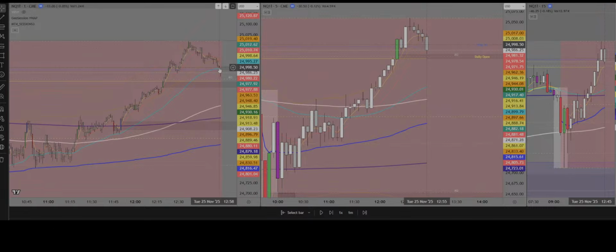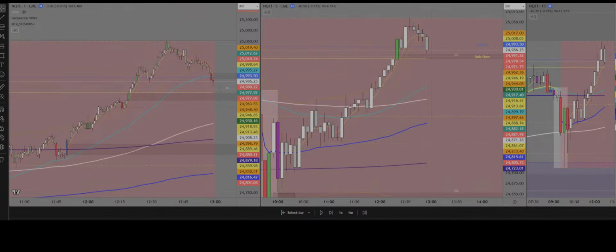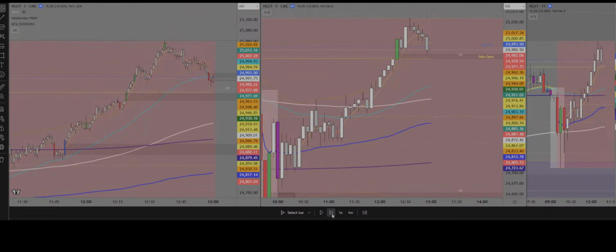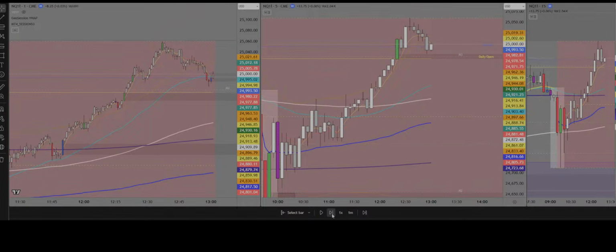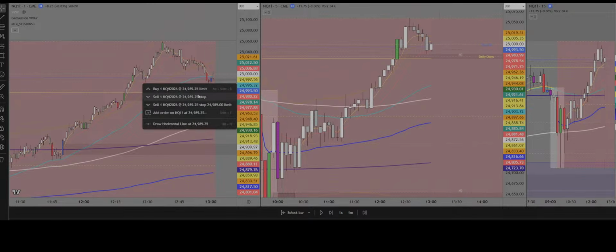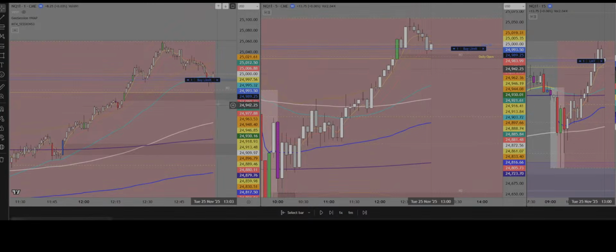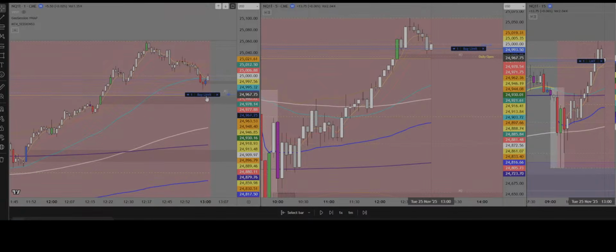Wait to see how it treats the daily open. Yeah, the daily open's right here. We have red vectors coming into it. New 5-minute candle. There's yesterday's high. This is long for me. I'll put a buy limit here.